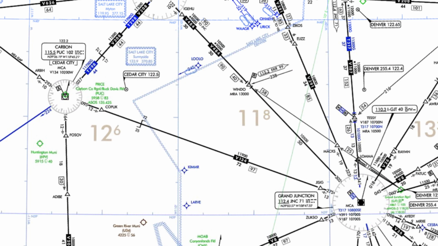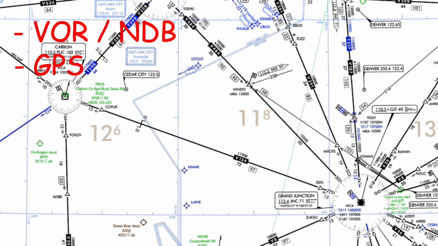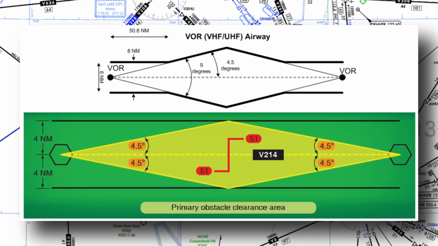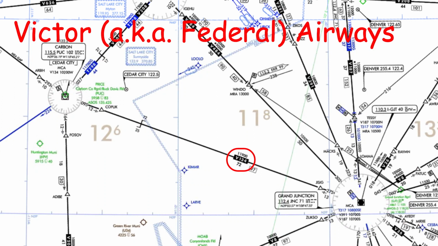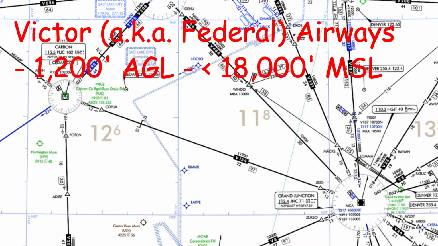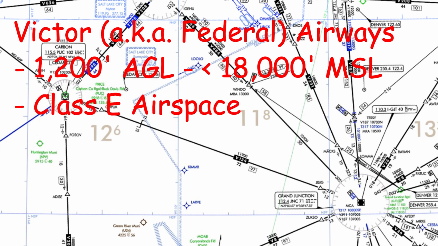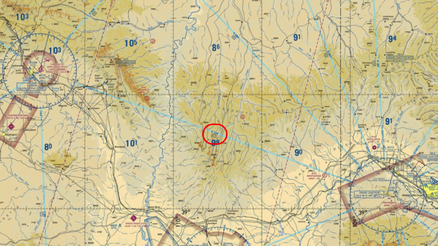Routes are based on either ground-based nav aids or GPS navigation. VHF routes are depicted in black and found between two VORs. Below 18,000 feet, these are called Victor Airways. Victor Airways begin at 1,200 feet AGL and are categorized as Class E airspace. They can be flown under IFR or VFR, which is why they are also depicted on VFR sectional charts.